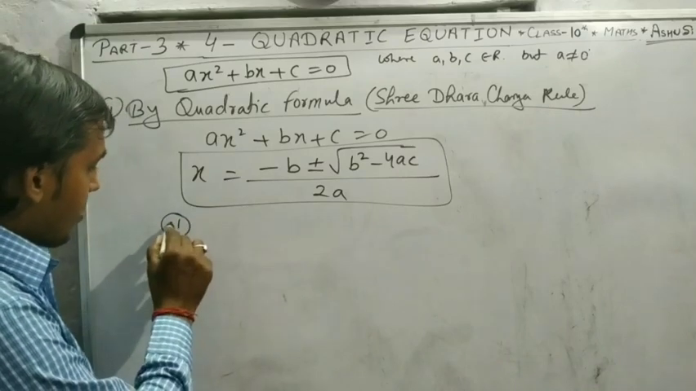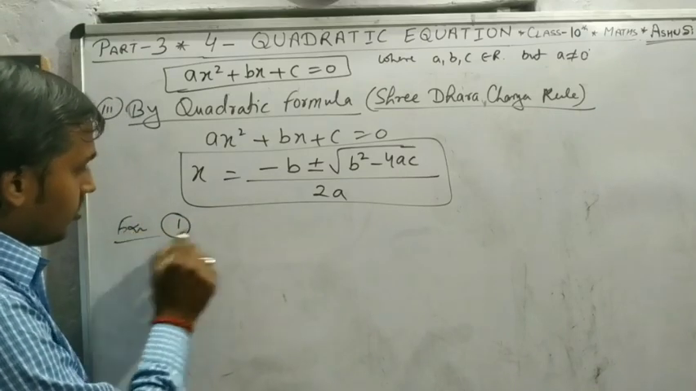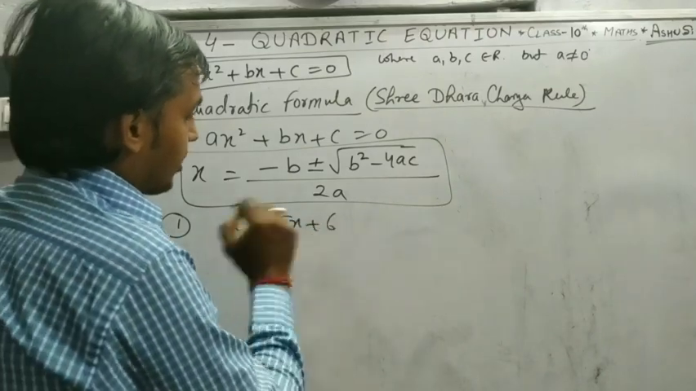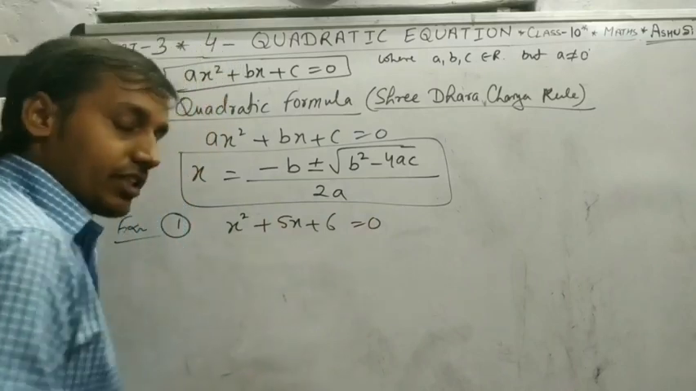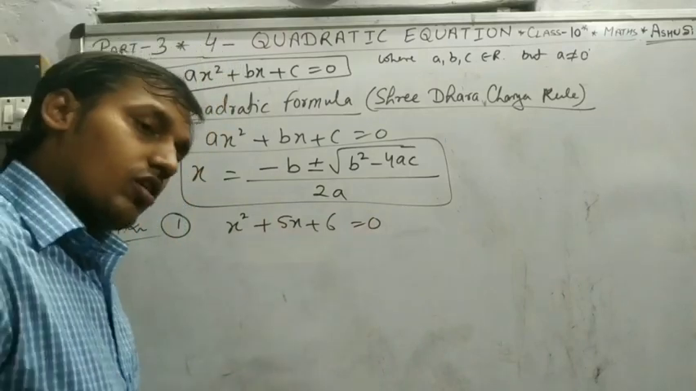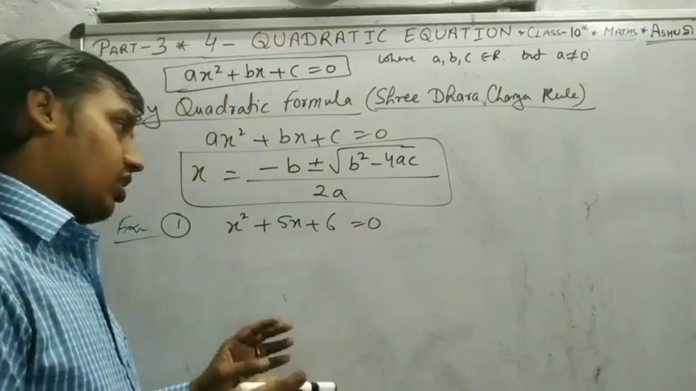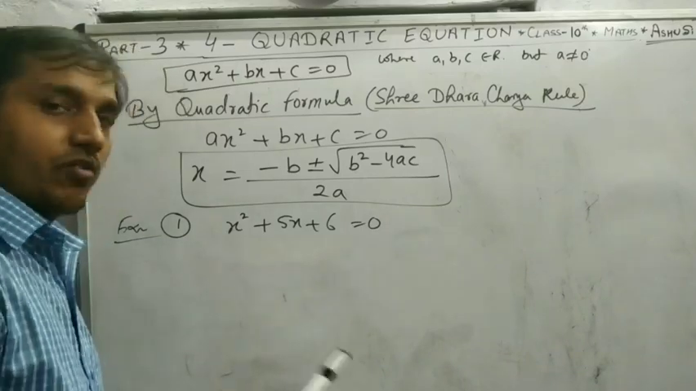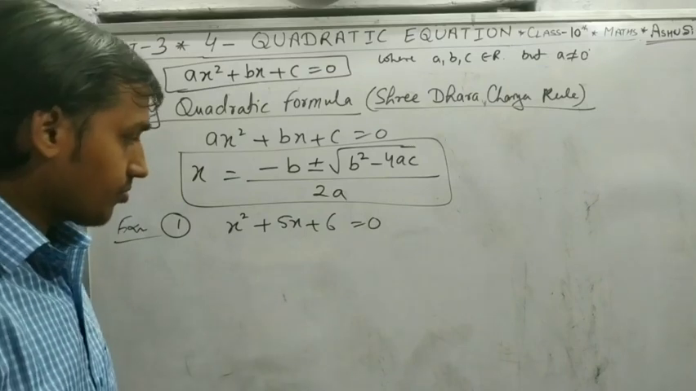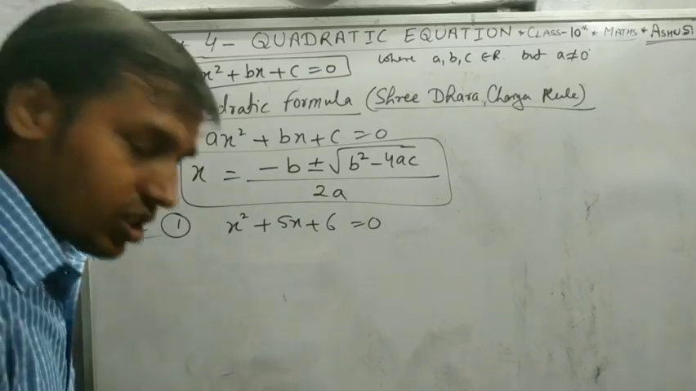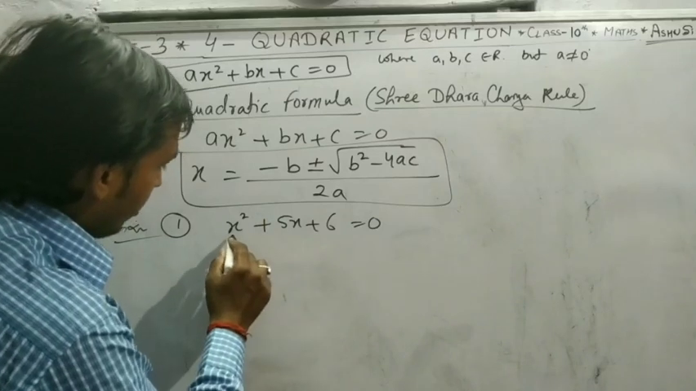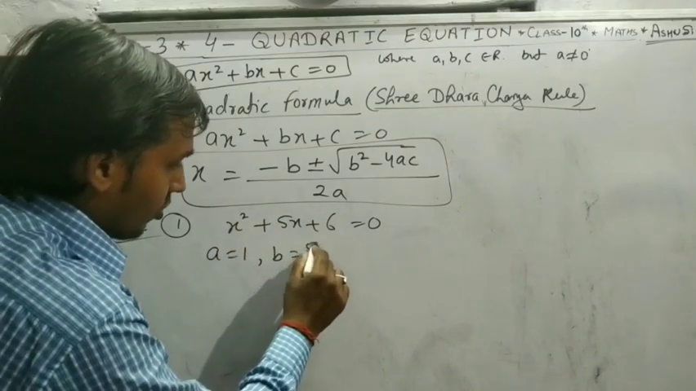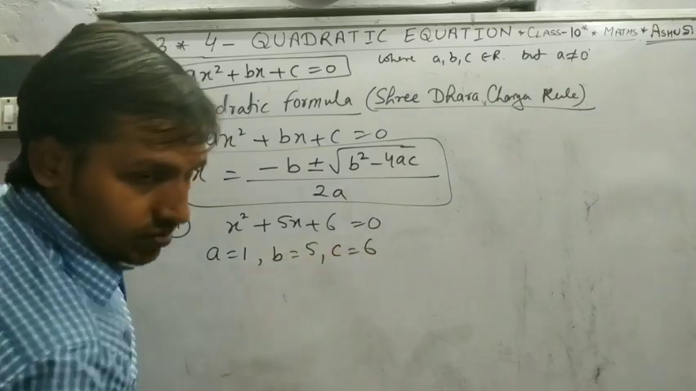Example 1, x square plus 5x plus 6. We always take this example because we want to show that whichever of the 3 methods you use to solve the equation, they always give the same answer. So take this equation and solve it, where first you compare them. a is equal to 1, b is equal to 5, c is equal to 6.